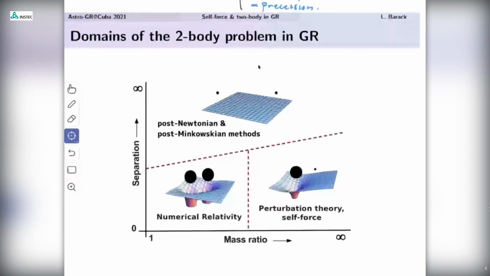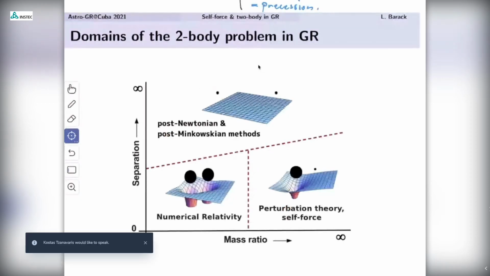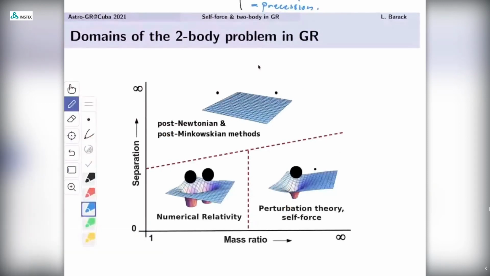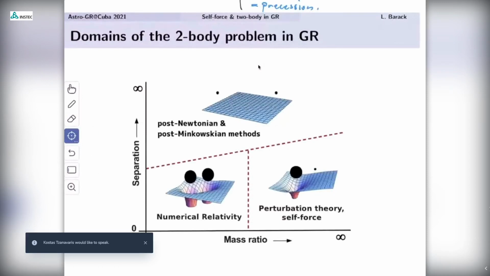And Leo, why don't you just put these equations into a computer and solve them? Say again? Why don't you just put these equations for the large mass ratio into a supercomputer and solve them, like you do with a similar mass ratio? Good. Thank you for asking, because I was meaning to talk about this, but I forgot. Yes. Why can't you just do everything with numerical relativity?